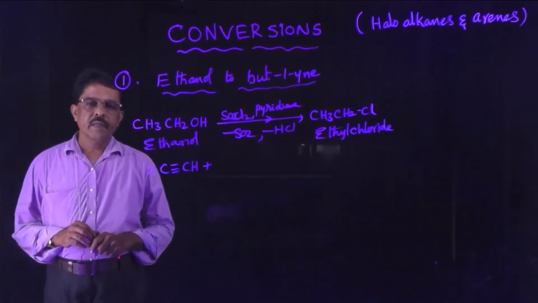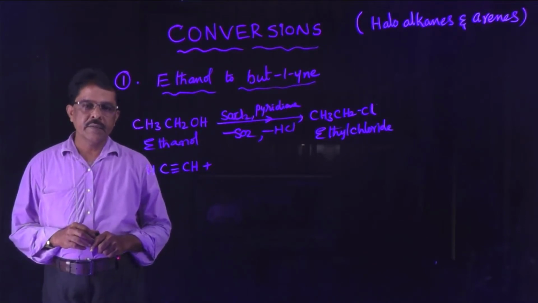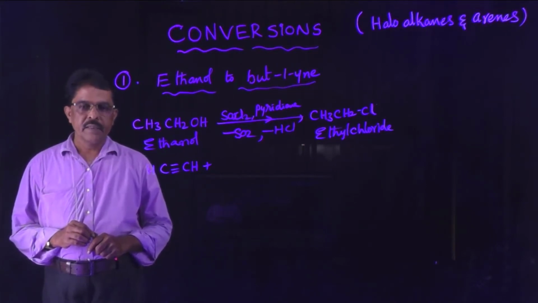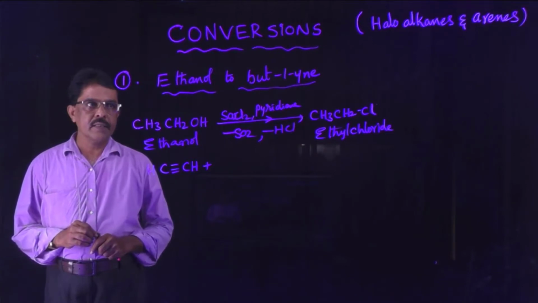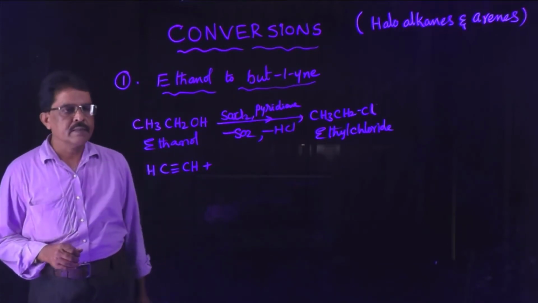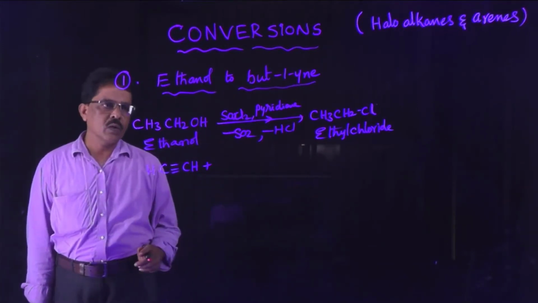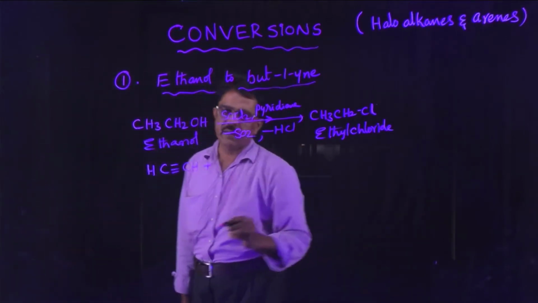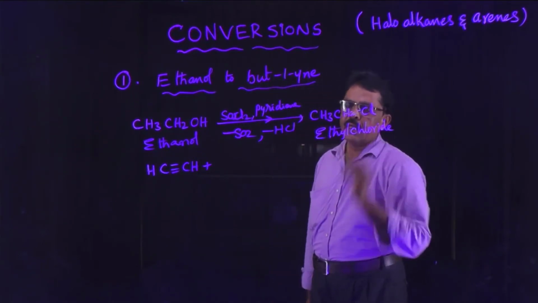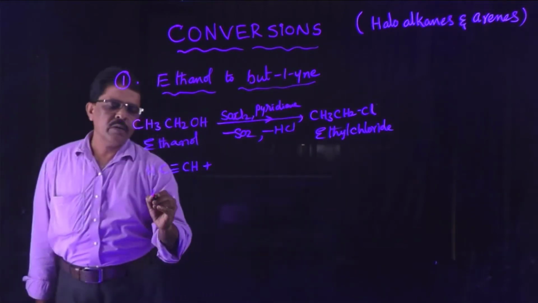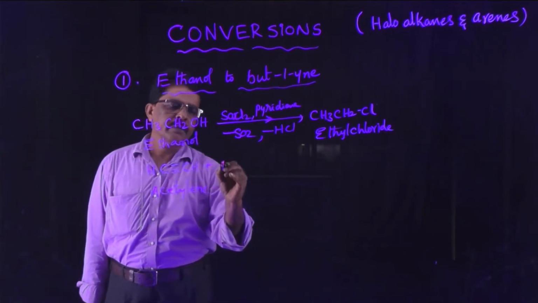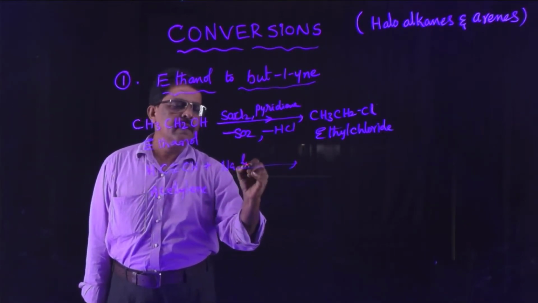Students, let us discuss the organic conversions in the haloalkanes and haloarenes chapter. In this chapter, the first conversion is ethanol to but-1-yne. Ethanol formula you know very well. CH3CH2OH is heated with thionyl chloride, SOCl2, in the presence of pyridine. Then you will get ethyl chloride, right? Then you take one more compound, acetylene. This acetylene is heated with sodium metal in the presence of liquid ammonia.